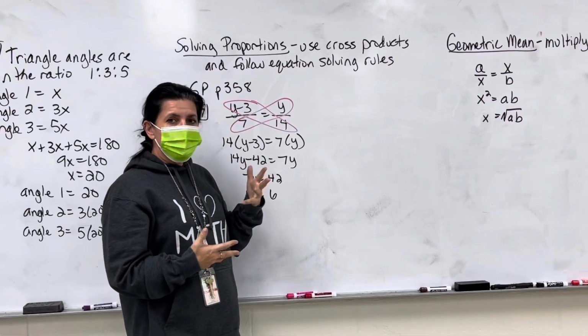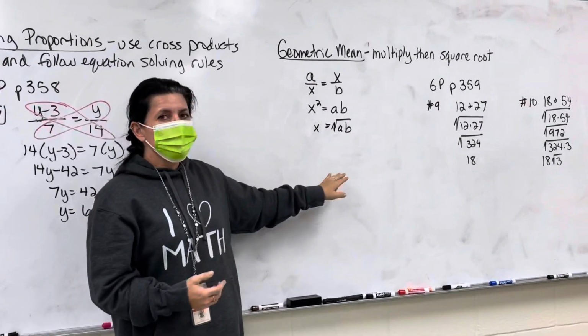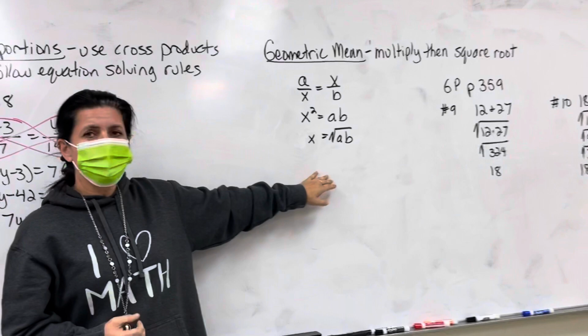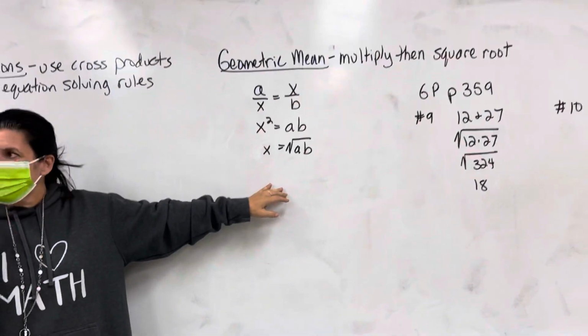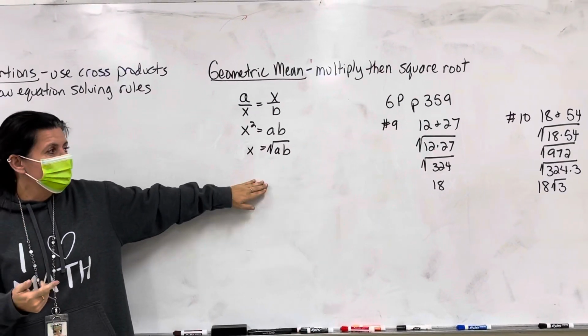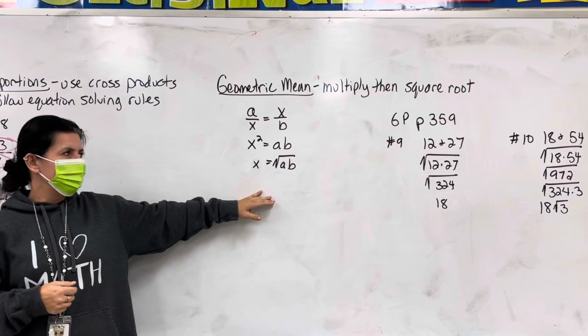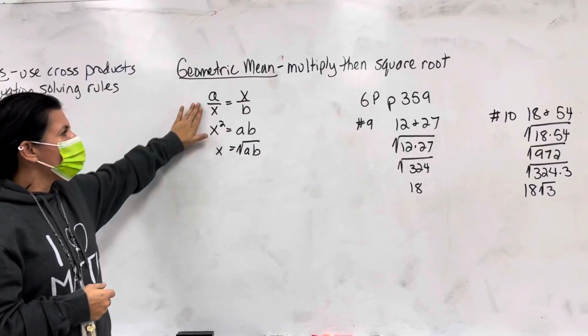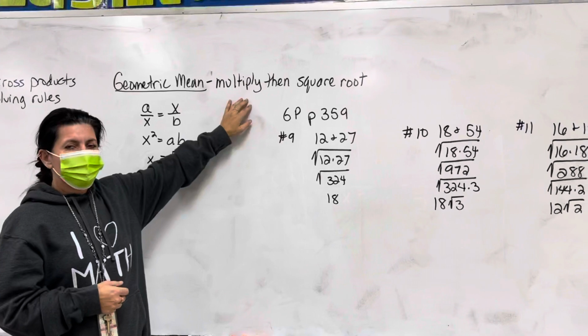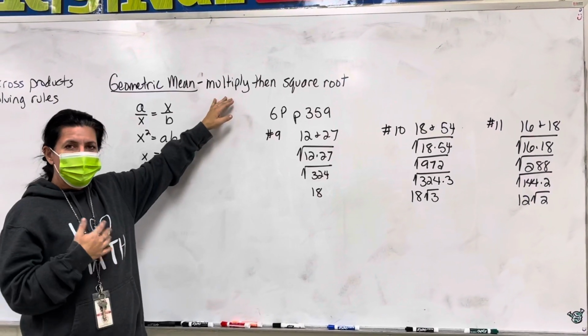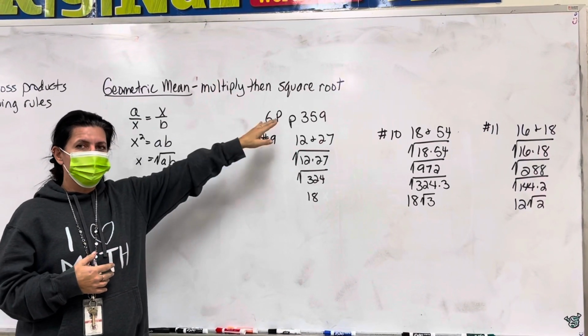So the new idea for today is the geometric mean. And this is something you haven't done before. You have probably done ratios and proportions. This is new. Not a terribly hard idea. Geometric mean, this is the y, this is the basic. When you're asked to find geometric mean, what I'm asking you to do is multiply, then square root.